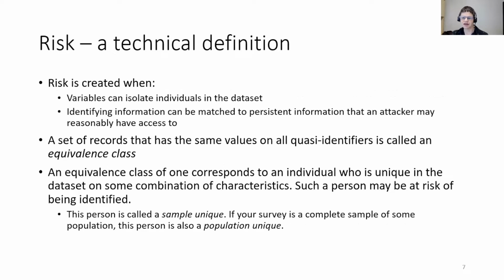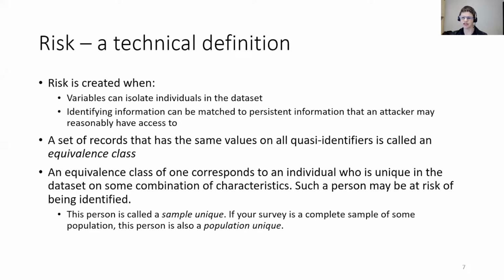A couple of technical definitions. Risk is created when variables can isolate individuals in the data set. So a variable can distinguish an individual in the data set from other individuals in the same data set. Identifying information that isolates individuals can be matched to persistent information that an attacker may reasonably have access to. And combining the two will give an attacker more information than they would otherwise have.